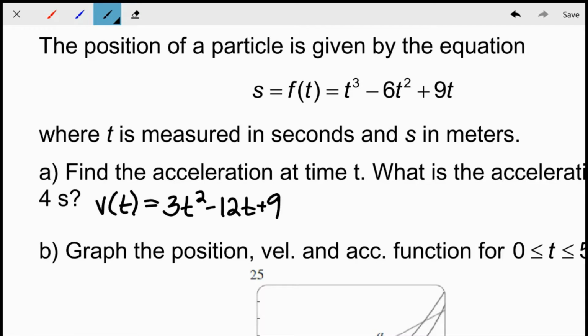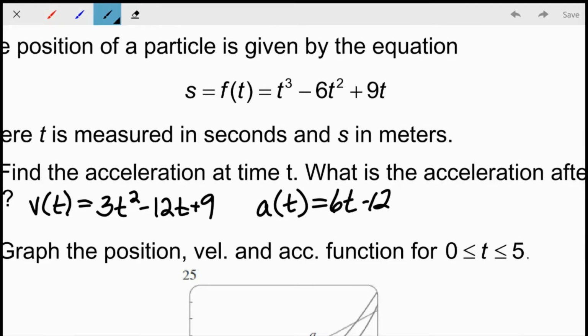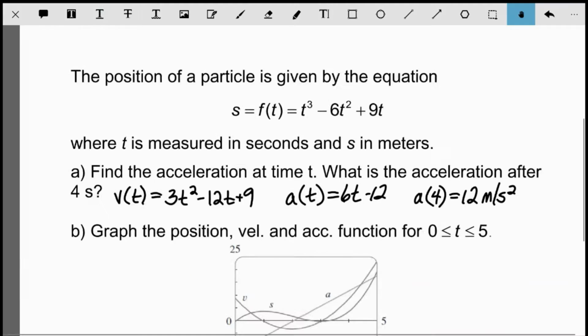Okay, so very simple. And then to get the acceleration, acceleration is the rate of change of the velocity. So that would just be 6t minus 12. I'm just taking the derivative of that quadratic expression. They asked for the acceleration at time equal to 4. So we're just going to plug time 4 into that acceleration function, and we're going to get 12. In this case, it would be meters per second squared. Okay, so very, very simple to do.